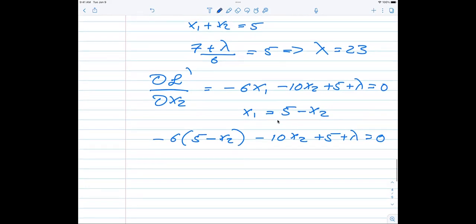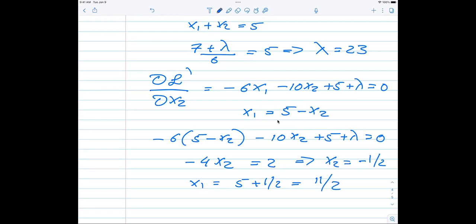And I plug in the values, what I'm going to get then is minus 4 times x2 is going to be equal to 2 here. And that means that my x2 is equal to minus 1/2. And then I know that x1 is equal to 5 plus 1/2, and that is equal to 11/2. And these were the numbers which I found in the previous case where I did the substitution and I took the derivatives. So we're actually getting the same result.